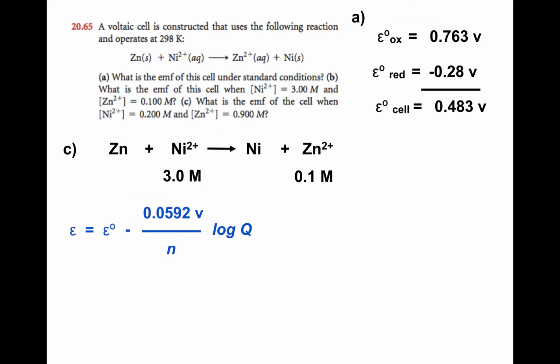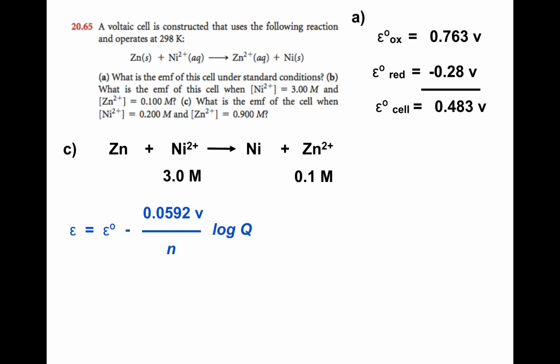All right, so with these concentrations, I'm further towards the end of the reaction. I have a higher concentration of the product than I do the reactant. So this is going towards the end of the reaction, and my expectation is the voltage is going to be lower when I plug into the equation.